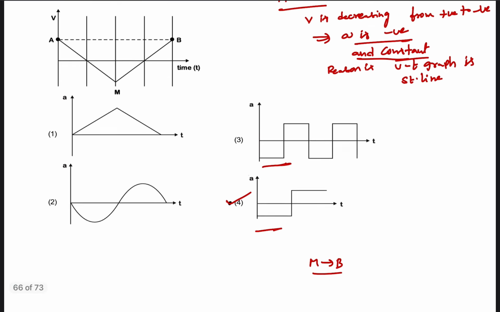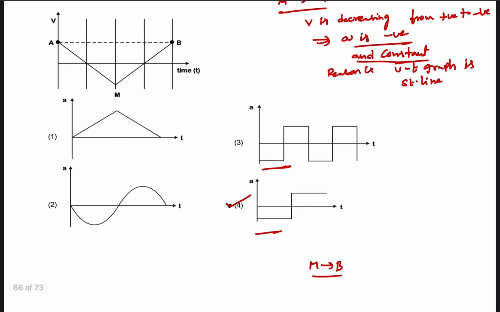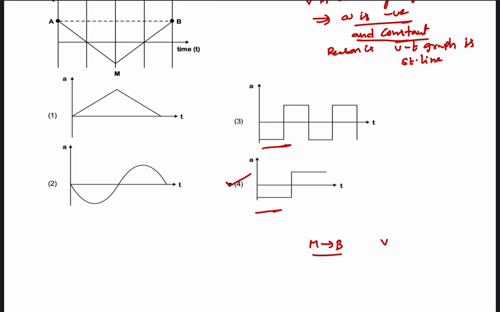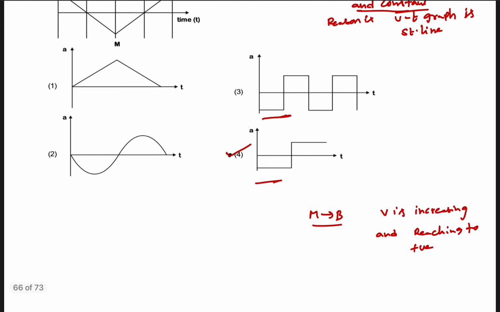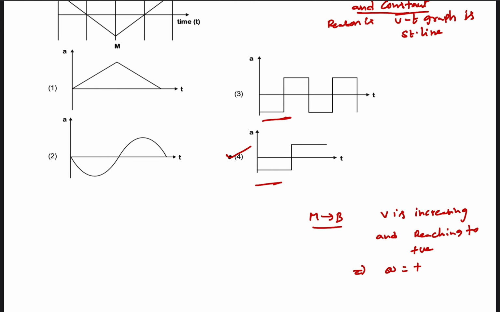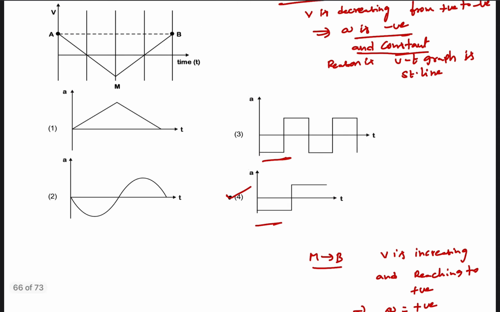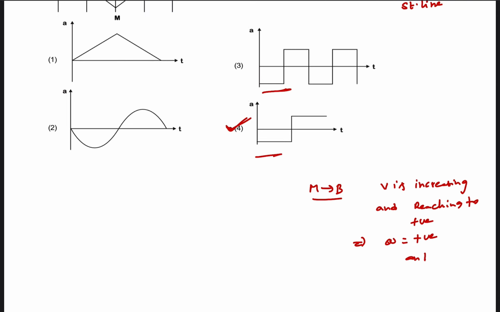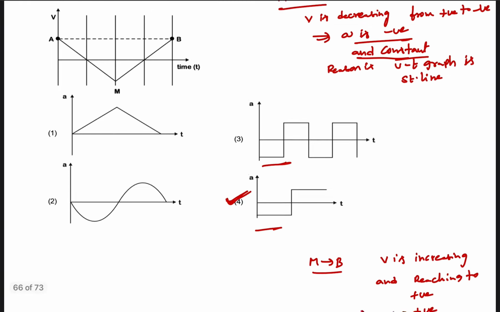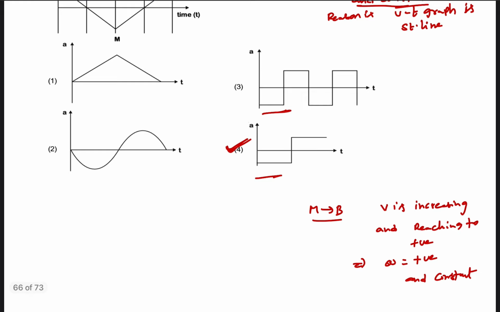Next, M to B. From M to B we can see velocity again is going up. So V is increasing and reaching positive. It is possible only when A is positive. As the graph is a straight line, we can say that acceleration is constant. Okay, positive and constant. Only the fourth graph is a possibility, you can take that.